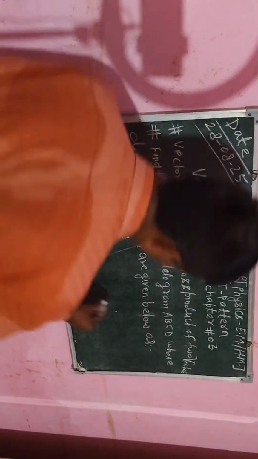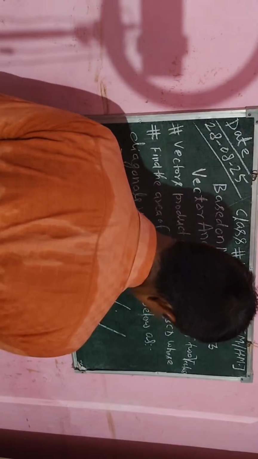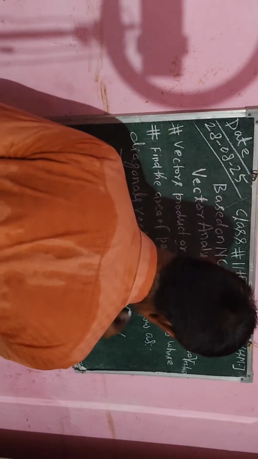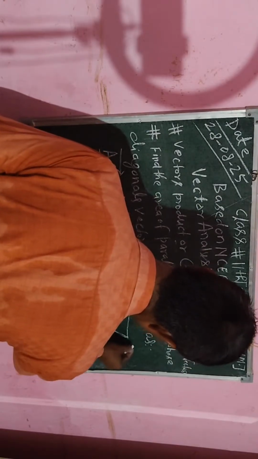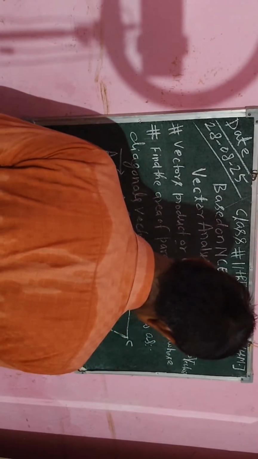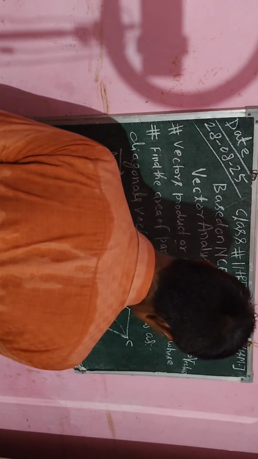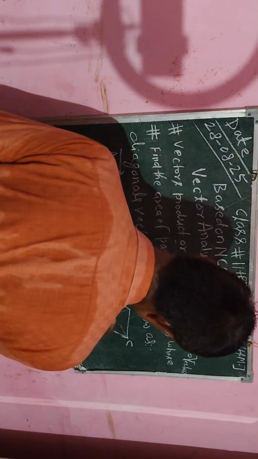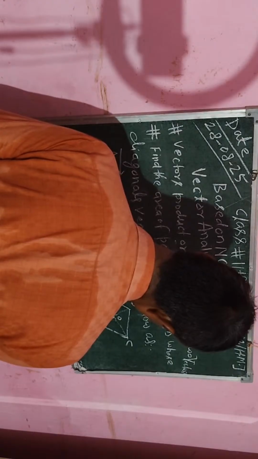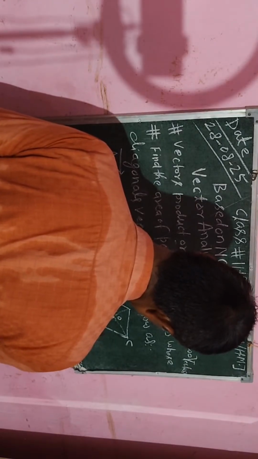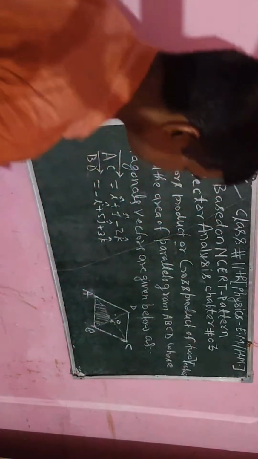So I am going to draw one parallelogram. This is A, this is B, this is C, and this is D. The diagonals AC and BD are given. The intersection point will be O. So I will get this area, and after getting this area, I will multiply by 4. So I will get the area of the parallelogram.